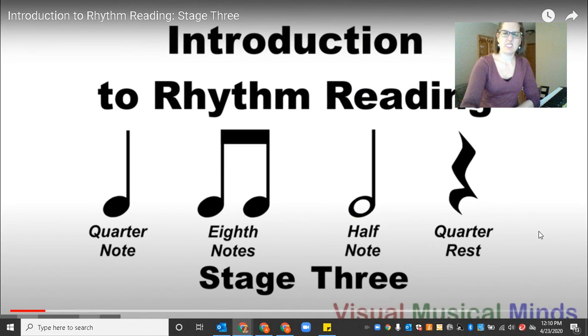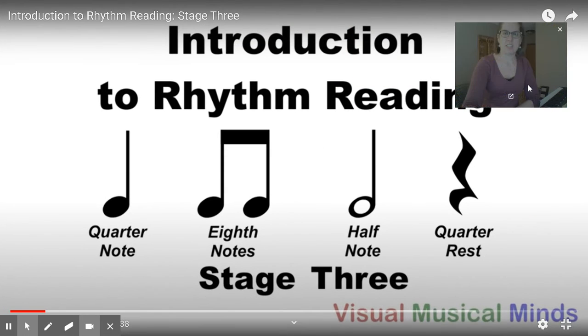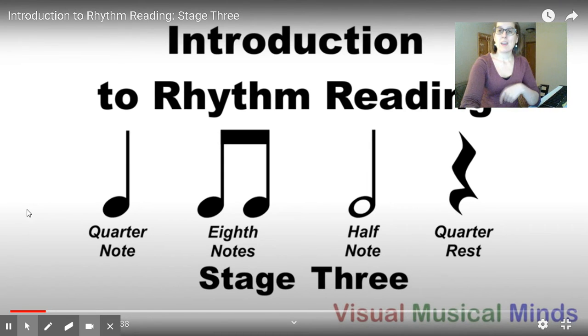We're going to have 7 or 8 chances at this. And we're going to be able to use our quarter note, our eighth notes, our half note, and our rest. You're going to get your hands ready to clap with me. It's important that we speak the rhythm and we clap or pat the rhythm. Here we go.